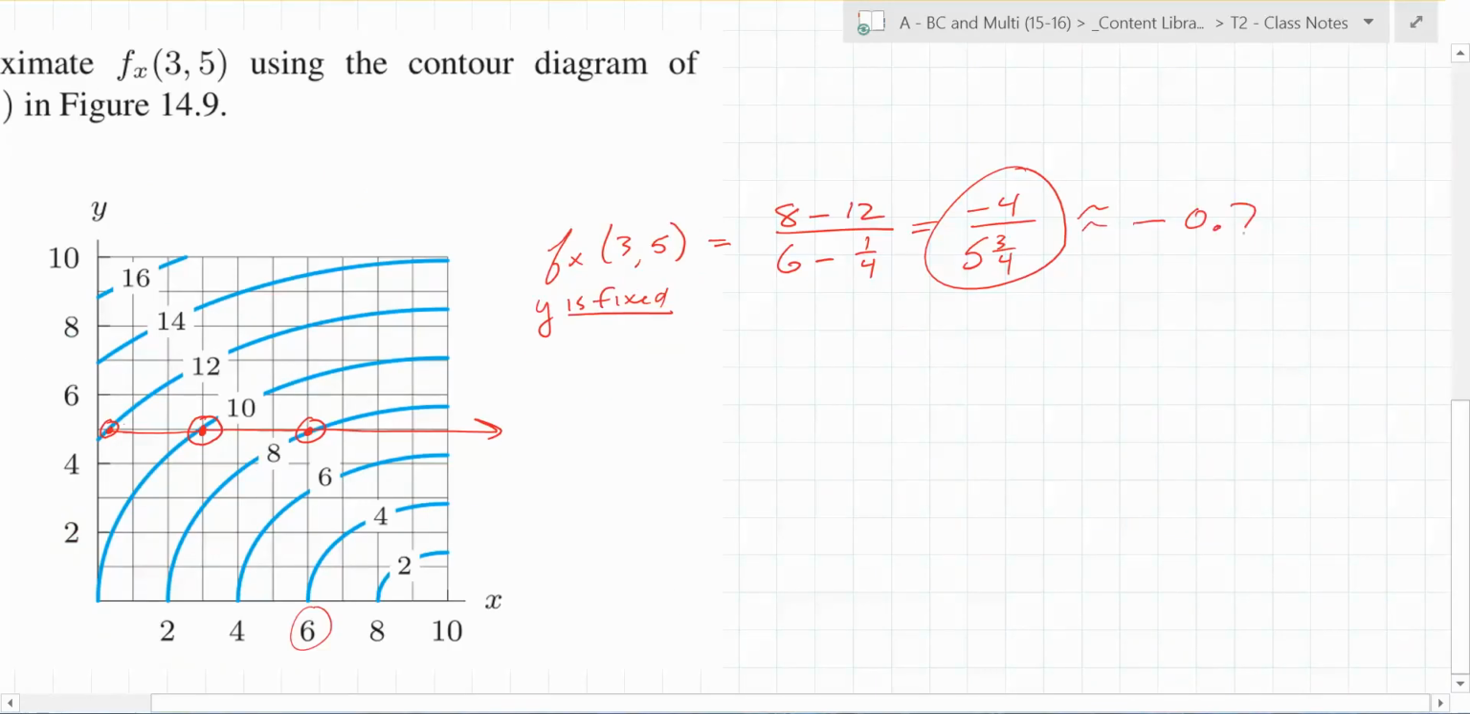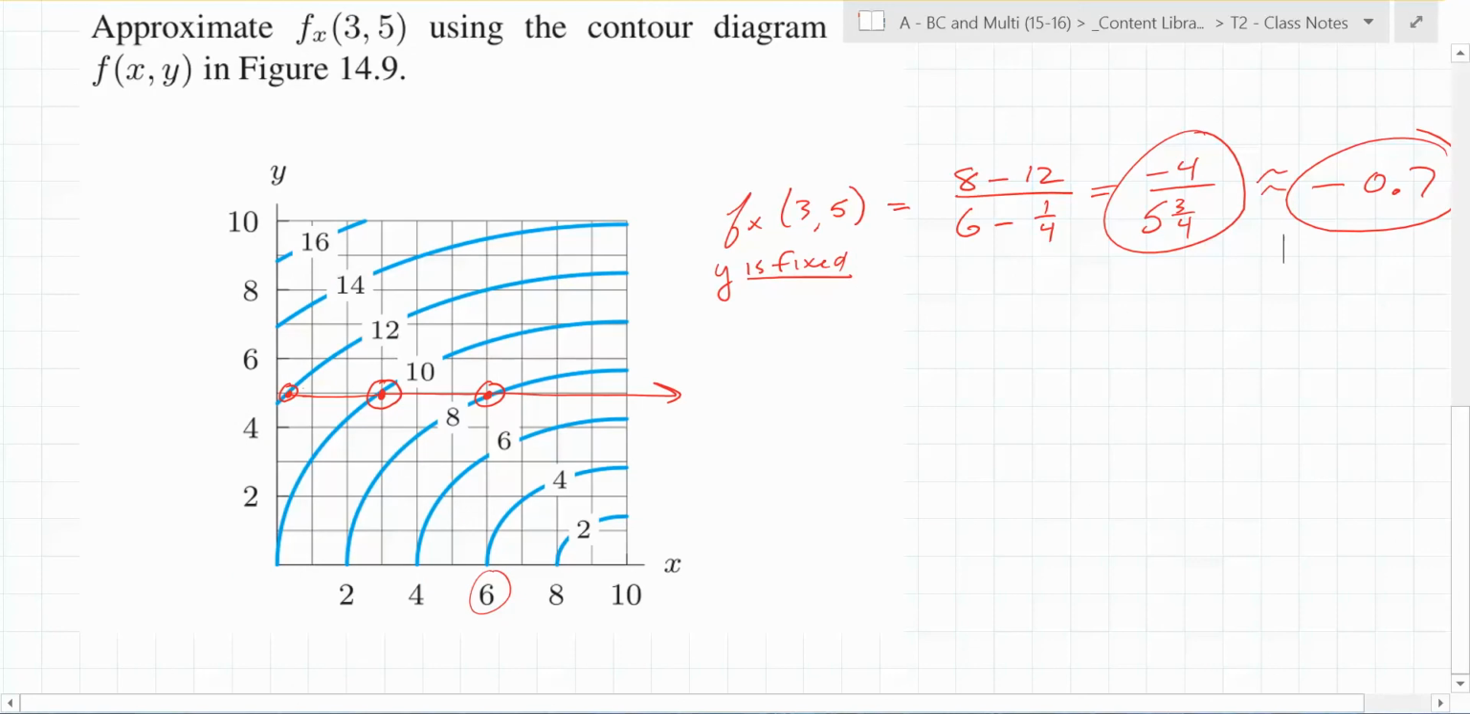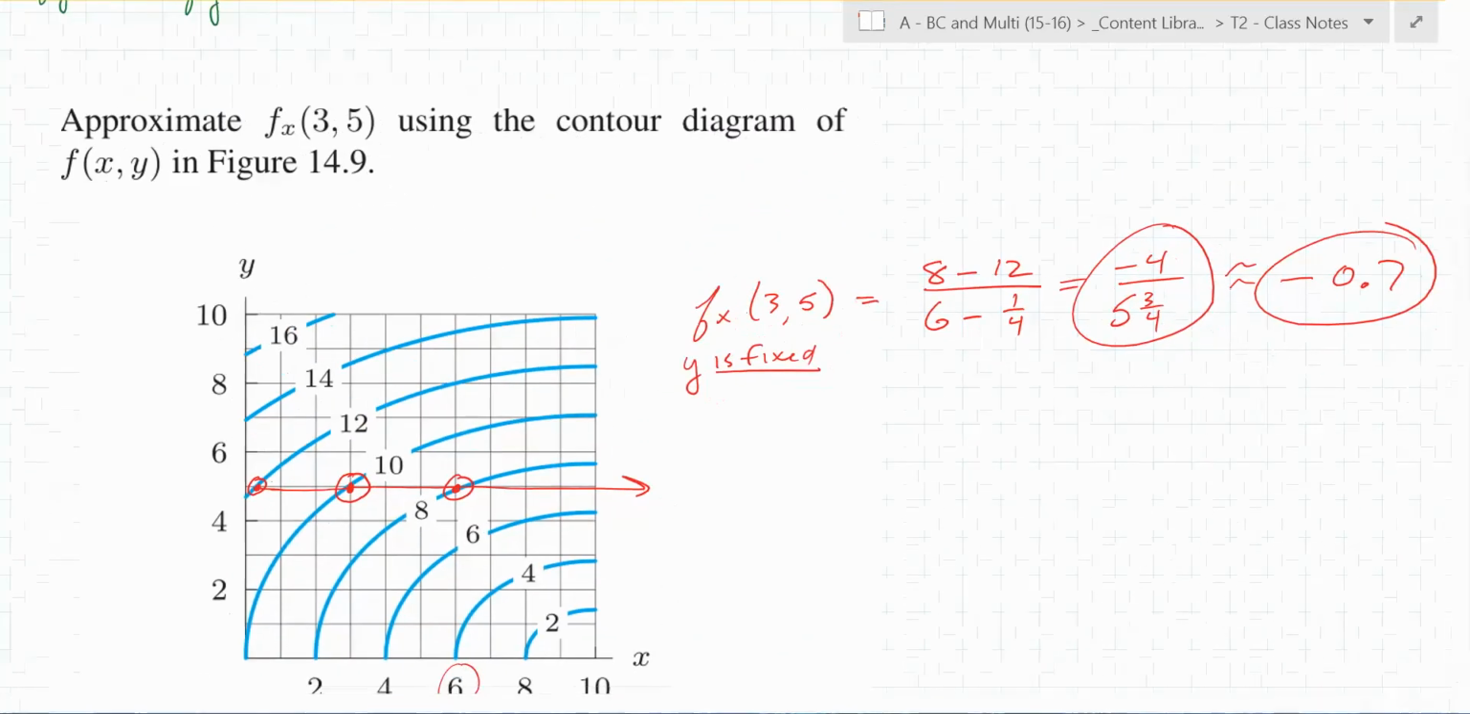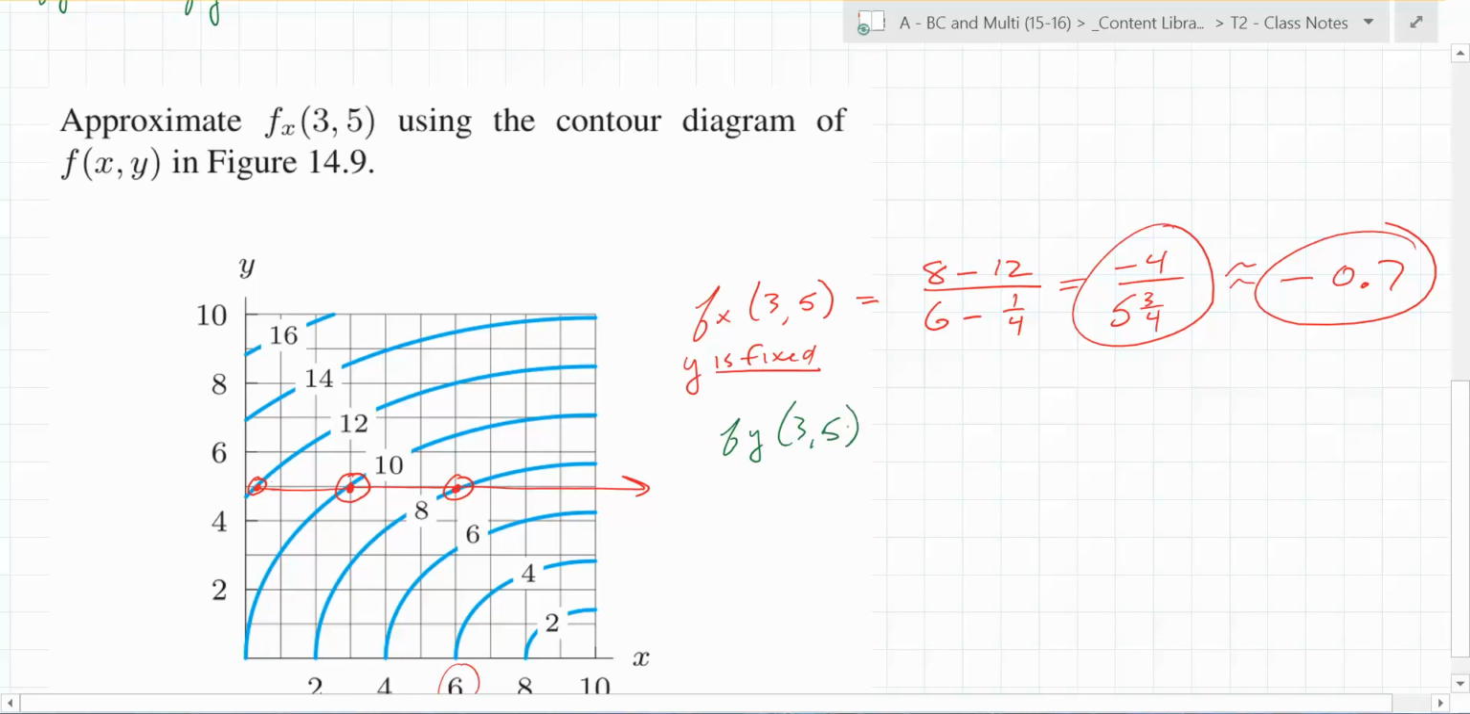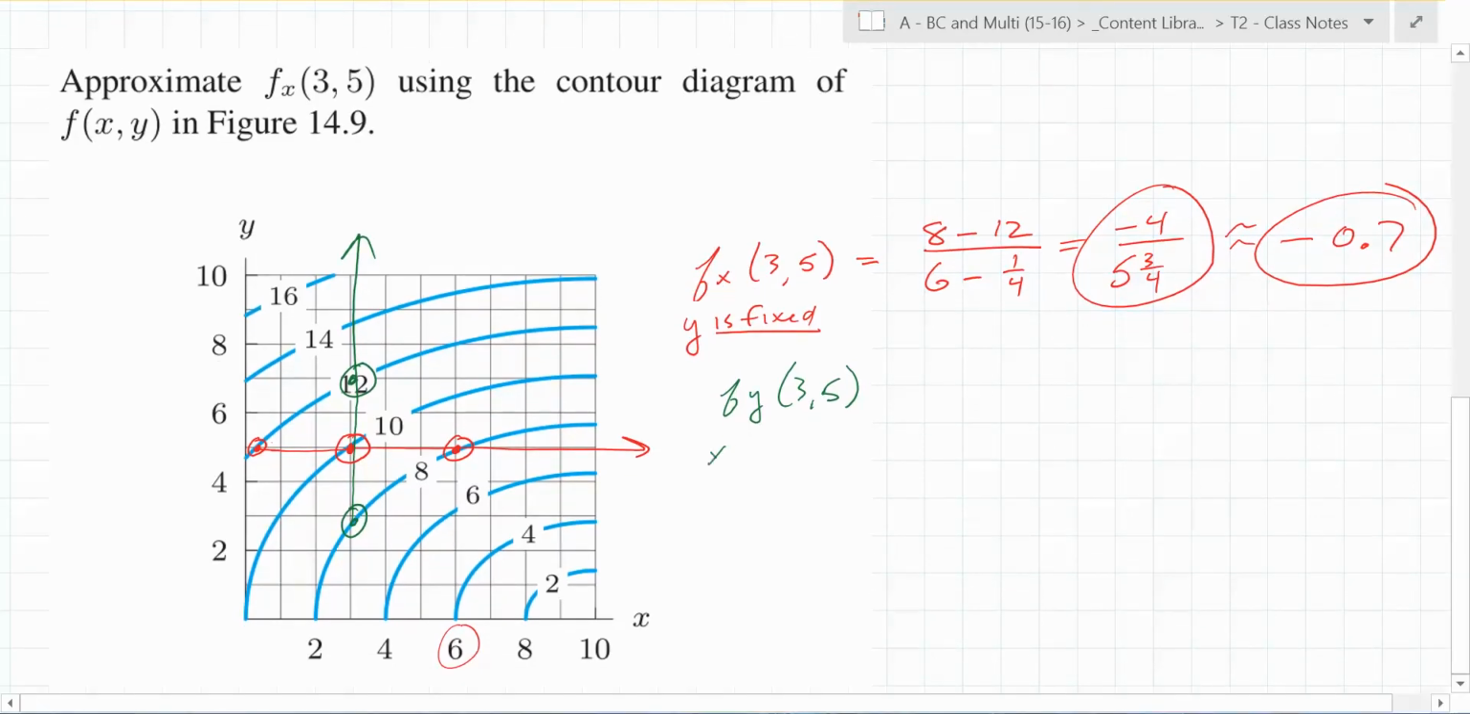Negative 0.7? Cool. Okay, so then if we want to do fy, did it ask us to do fy? No, but let's do fy. If we wanted to do fy on this one at 3, 5, it's the same thing, but you're going up like that. So maybe pick that point and that point. X is fixed, so what's that going to be? 12 minus 8 over 7 minus like 3.7, like 3 3/4.